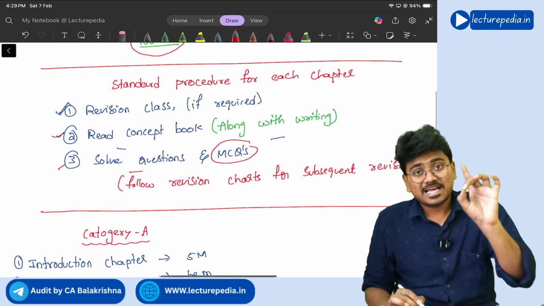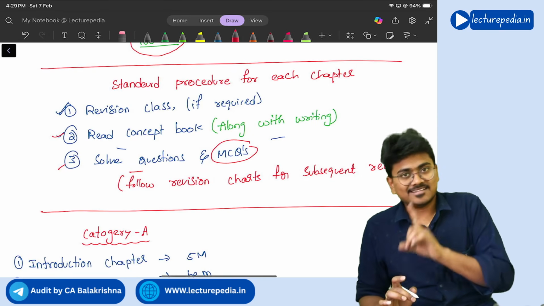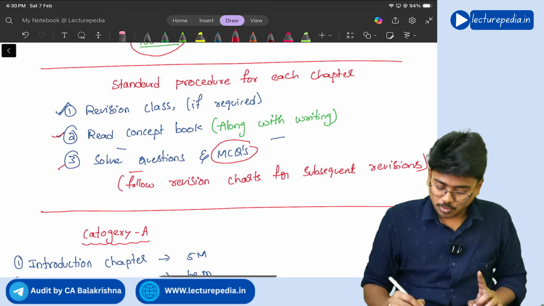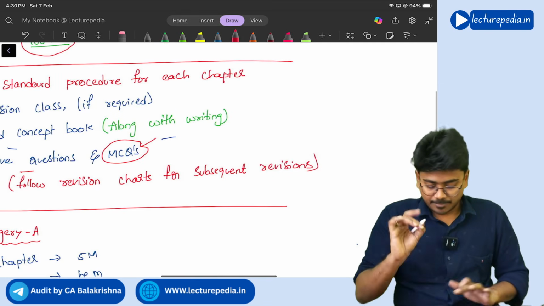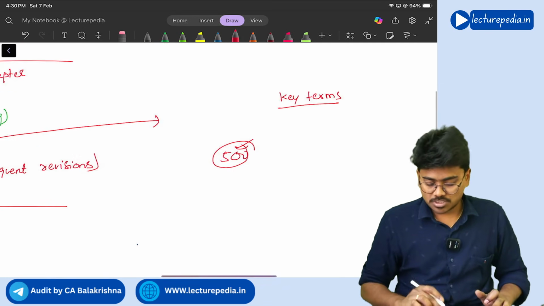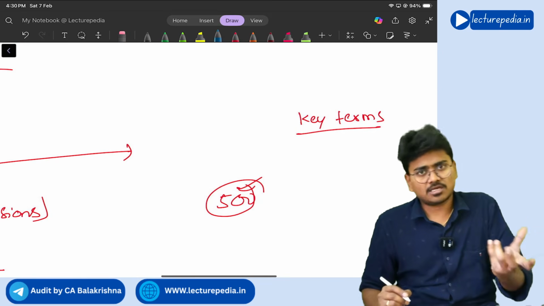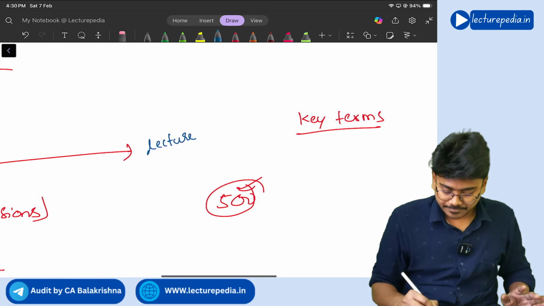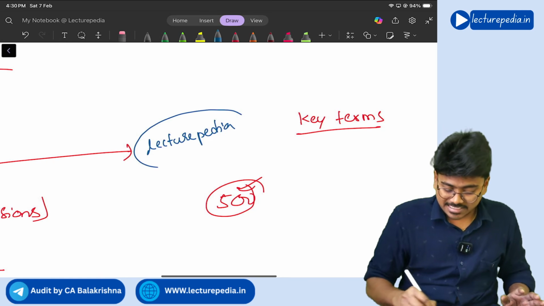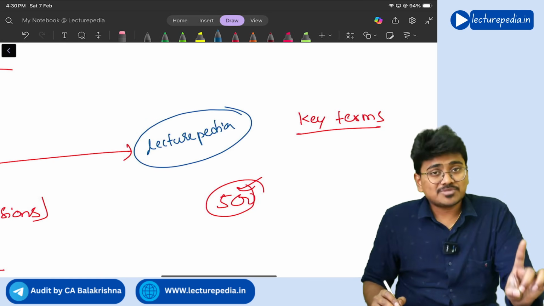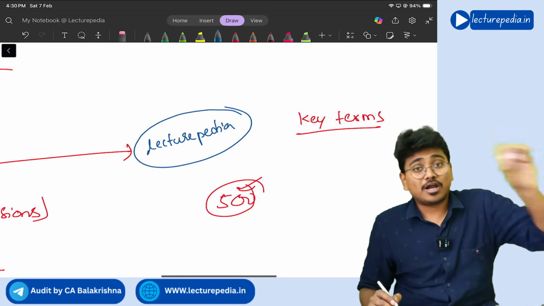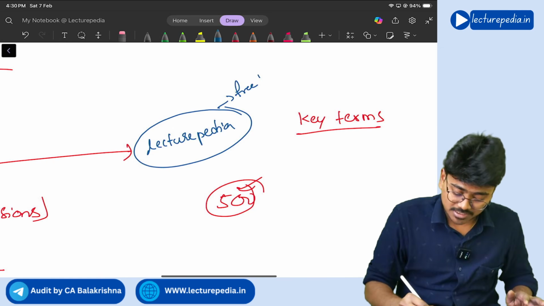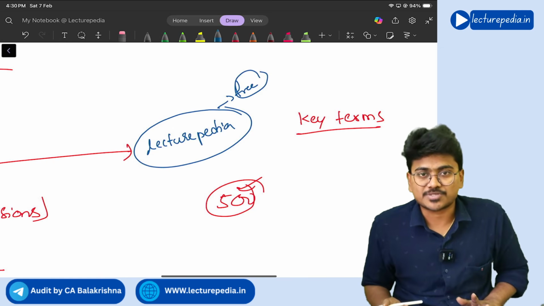And you also solve MCQs, because in the examination 70 marks is theory, 30 marks is MCQs, right? So you also practice MCQs. For the purpose of practicing MCQs, you can purchase any book, or you can download the Lecturepedia app. In the Lecturepedia app, not only MCQs of audit, MCQs of all other subjects also you can find, and you can practice them, and it is free of cost. Freely you can practice all the MCQs, understanding?